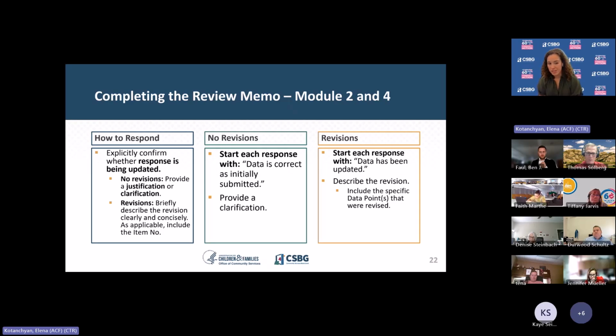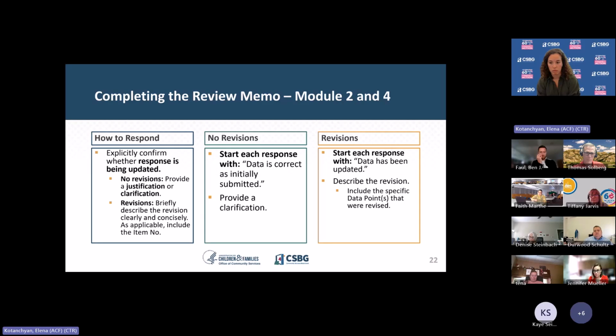So explicitly confirm whether the response is being updated. If there are no revisions, you can just state that the data is correct as initially submitted. If there is clarification, provide clarification. And if there are revisions, briefly describe the revision. And another item that I do like to see, when the data is updated, is what it is updated to, right?